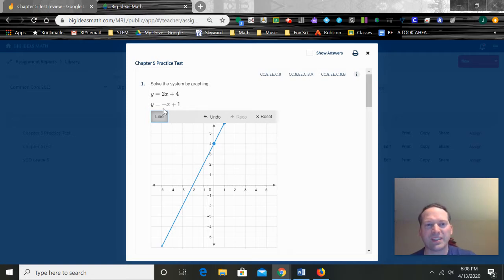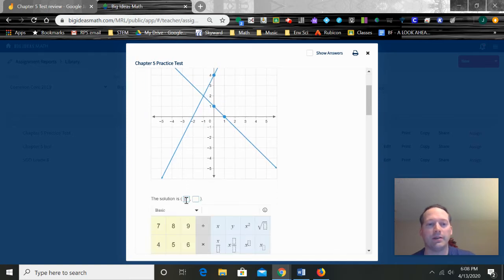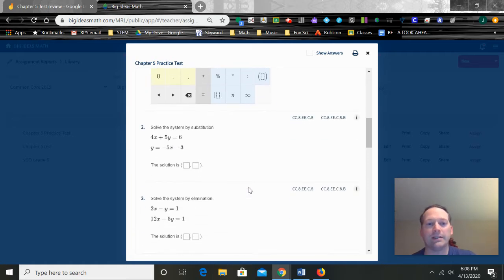The second one is negative x plus 1. So my y-intercept is 1. Put my point at 0, 1. And then the slope is negative 1. So that means down 1, right 1. Put it in. And you can clearly see right there, it has an intersection point at negative 1, 2. So you'd come here and type in negative 1 and 2.